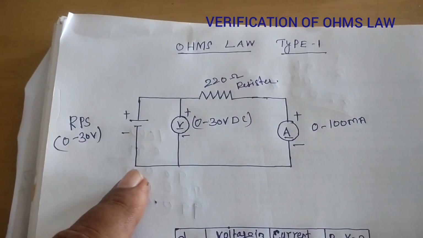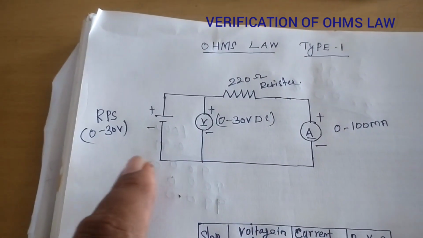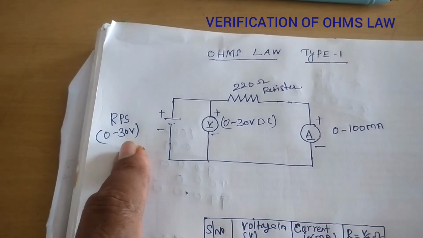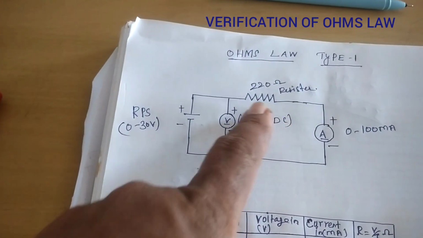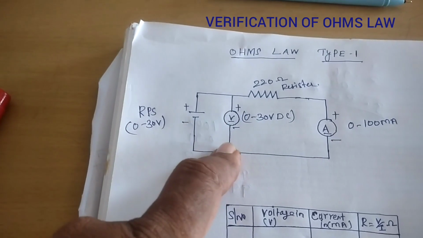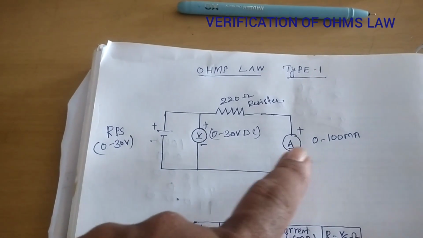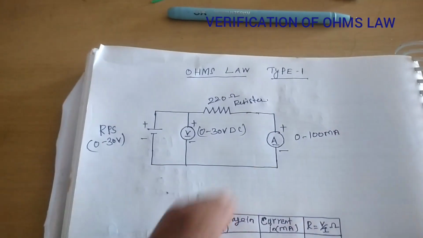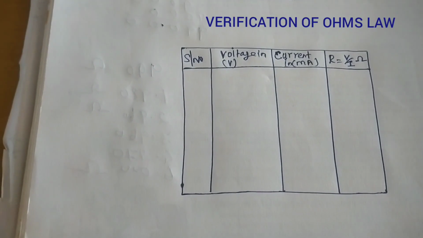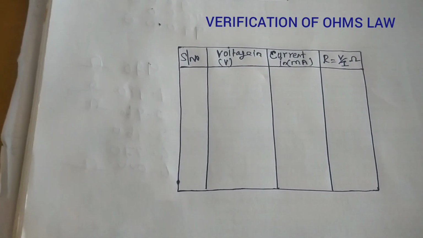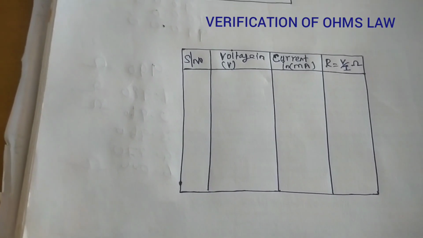See, this is another method to solve Ohm's law, and this is the circuit diagram. You can see the RPS, 0 to 30 volt, and 220 ohms resistance is here, and the voltmeter is parallel to the circuit, and also the ammeter, that is 0 to 100 milliamps. And this is the tabular column: serial number, voltage in volts, current in milliamps, and resistance equal to V by I ohms.